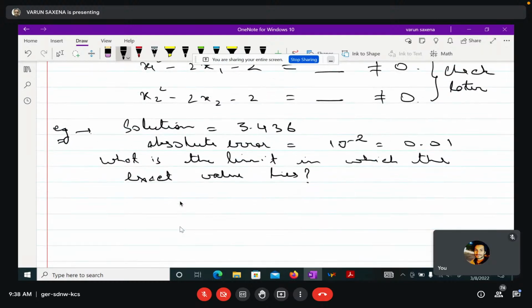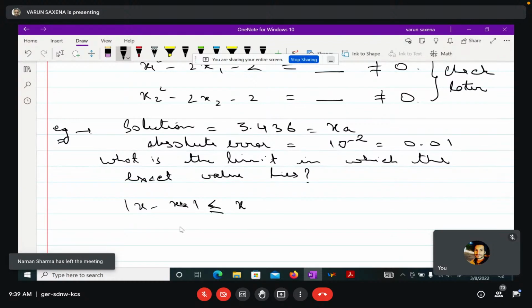Okay. So you are given that x minus xa is less than or equal to the error. So you have mod of x minus 3.436.